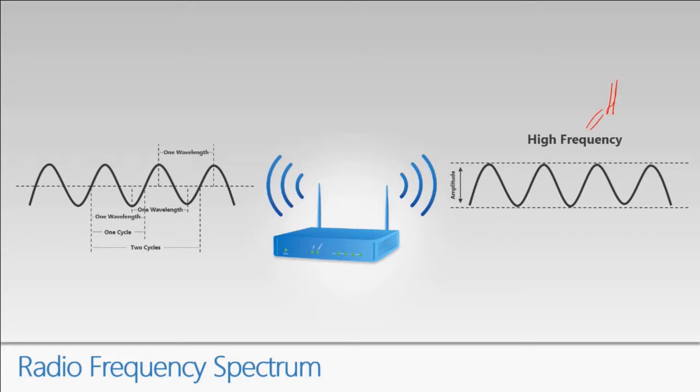So in wireless terminology, lower frequencies will cover a larger area, but at a slower speed. Walking, for example. Higher frequencies cover a smaller area, but with much faster speeds. Running, as an example. Now, the official measurement for a frequency is 1 cycle per second. 1 cycle per second is the equivalent of 1 hertz.